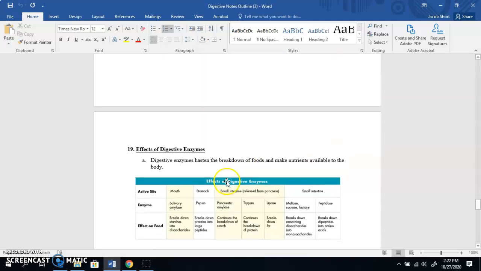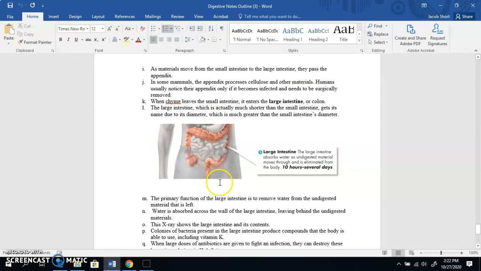The job of the large intestine is to remove most of that water from the chyme. Okay, the chyme is very fluid-like, and you can imagine if we don't remove that water from the chyme, that we would have diarrhea. So remember, the main function of the large intestine is to remove water from chyme.